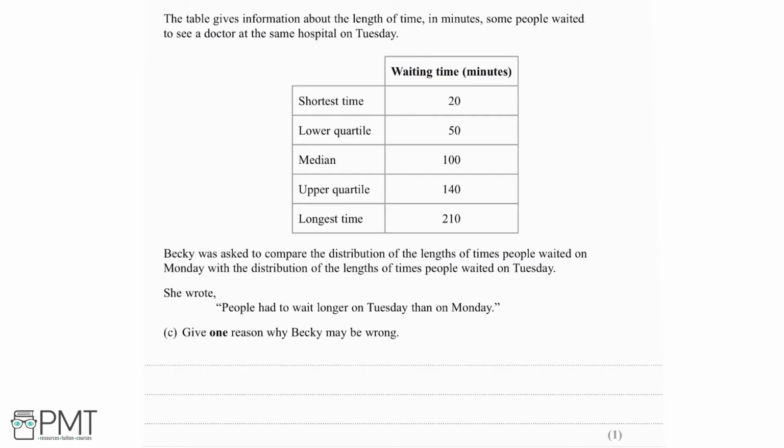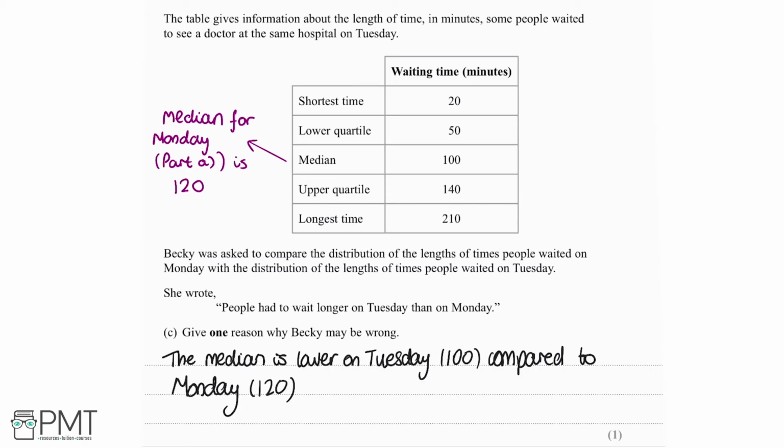A good thing to check is the median. So now looking back from our previous part on the box plot, we know that the median for Monday, so in part A, is 120. However, here the median for Tuesday is lower. It's only 100. So we can't be for sure, but that's a good indication that Becky may be wrong. And the wait times could have been less on Tuesday than Monday. So I've written as my answer, the median is lower on Tuesday, so 100 compared to Monday, 120, which suggests that Becky could be wrong. For a statement, something along those lines, giving a reason, we get 1 mark.